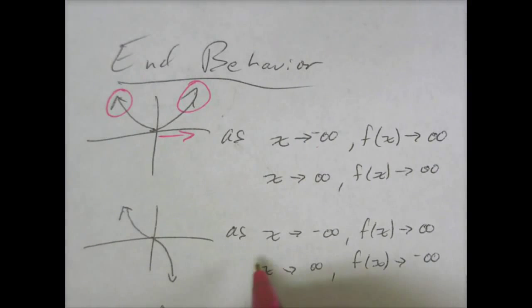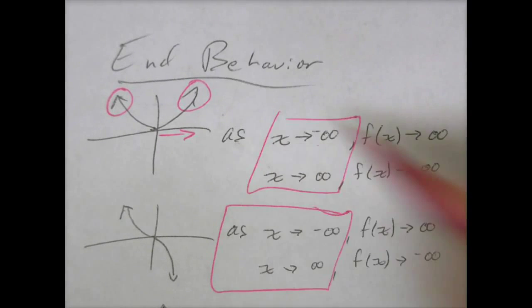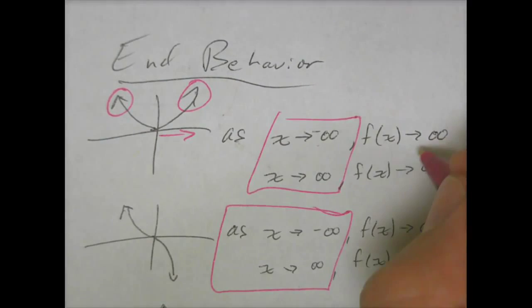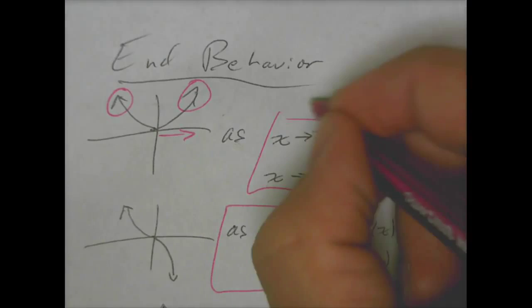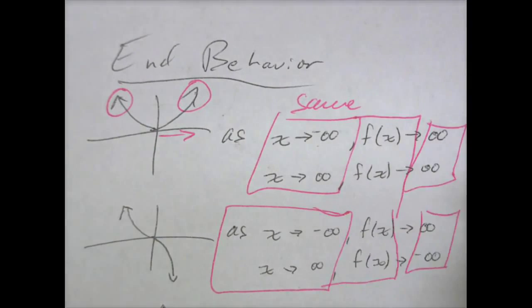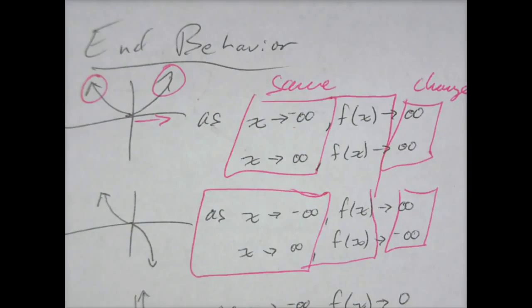Okay, in your other example down here, you have as x approaches negative infinity. This part is always going to stay the same. It's always going to be as x approaches negative infinity and as x approaches infinity. It is only this part in any of your functions that will change. That's what you're really going to have to think about.